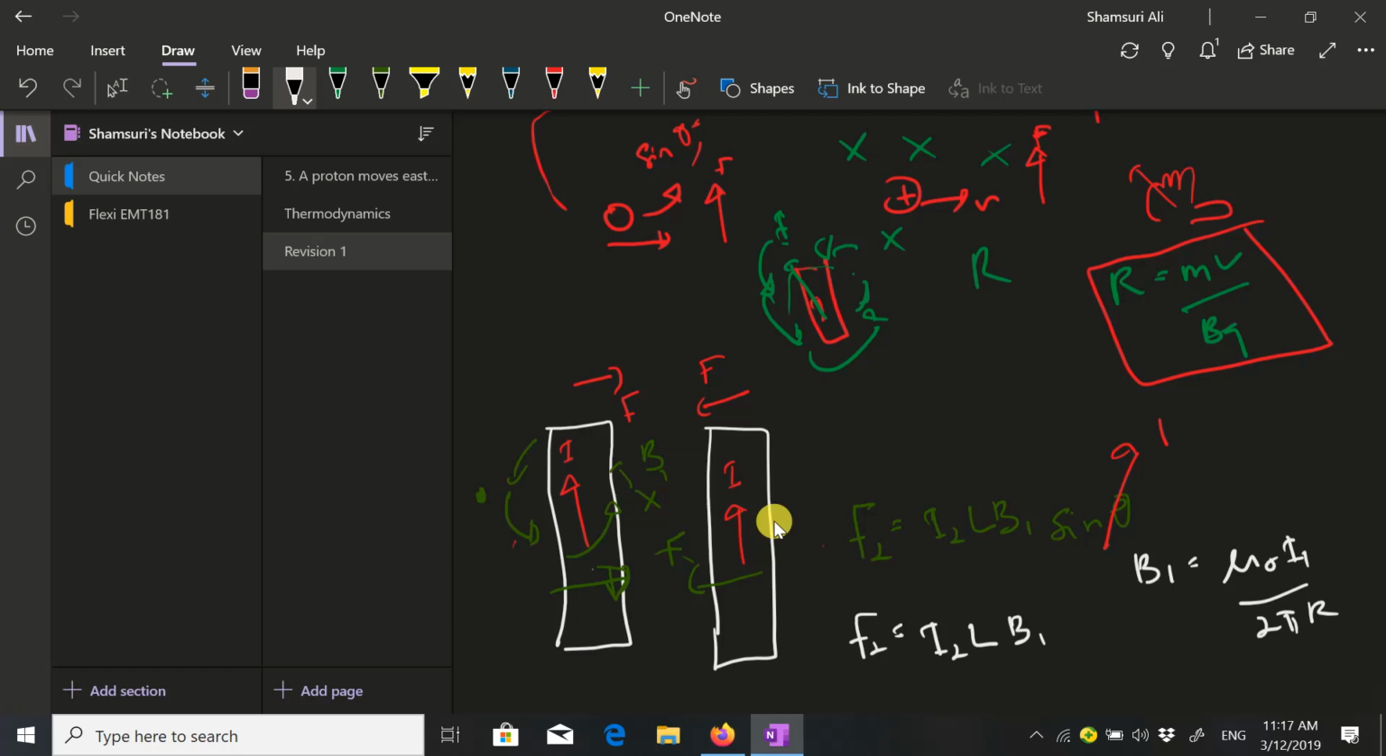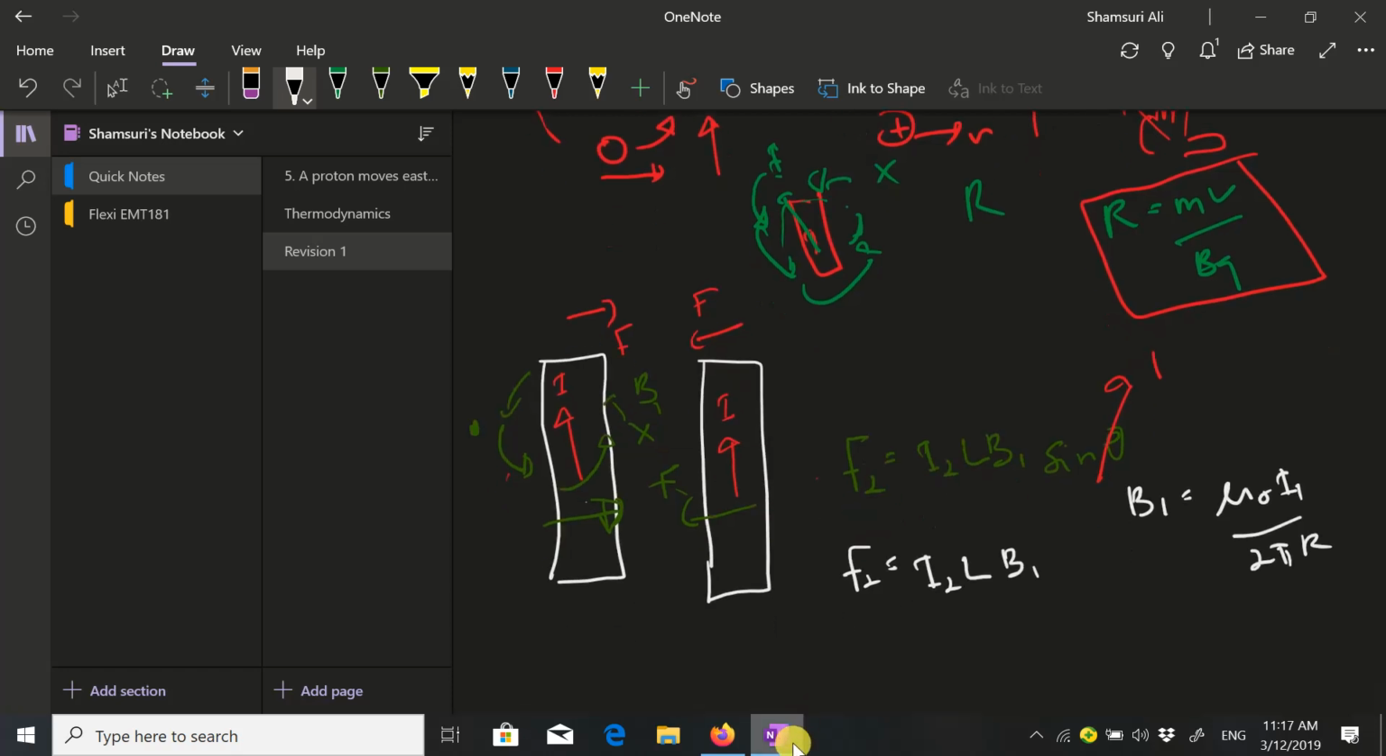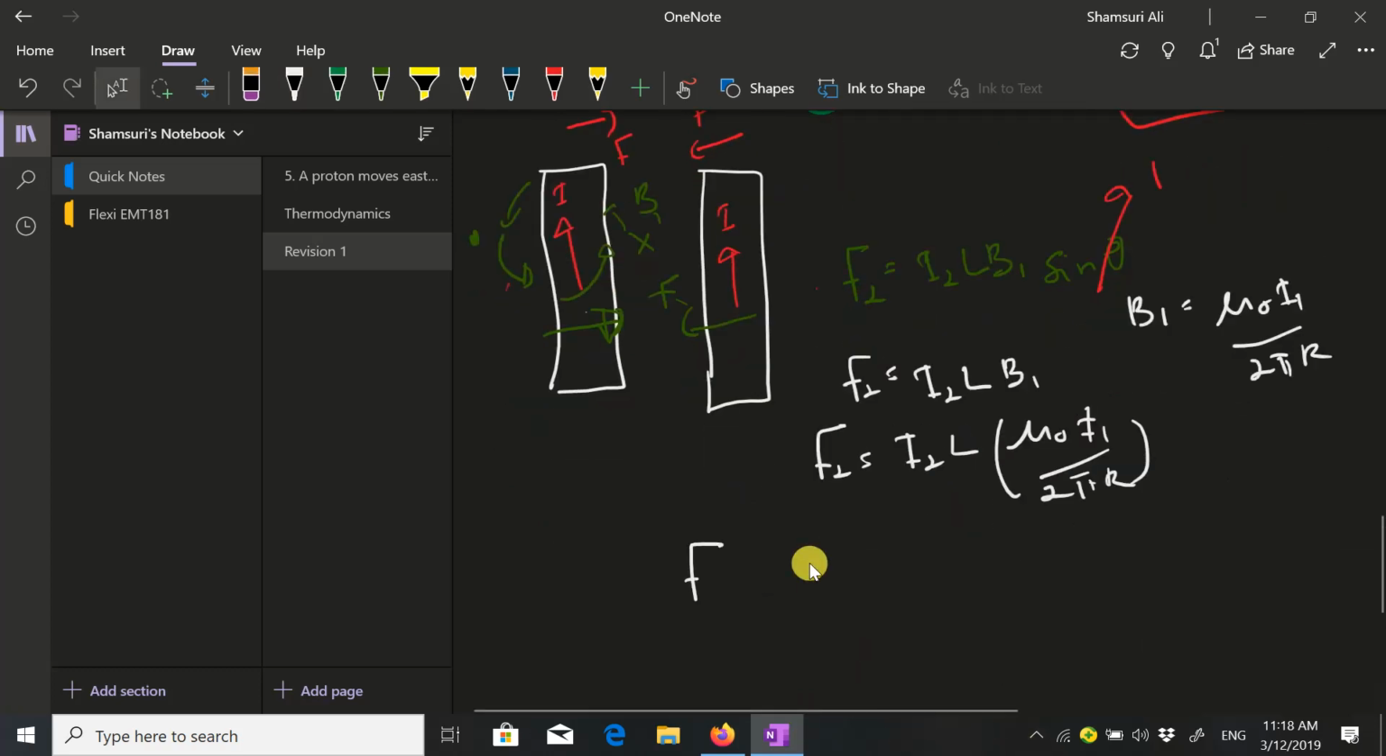This B1 can be further put into F2, which is I2 L B1, where B1 is mu naught I1 over 2 pi R. So here you can get that the force F2 is I2 times I1 L mu naught, divided by 2 pi R.